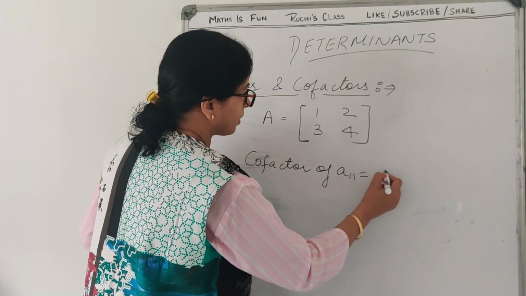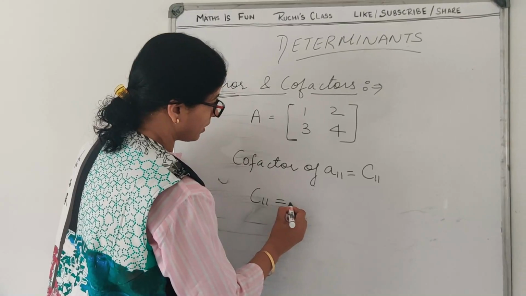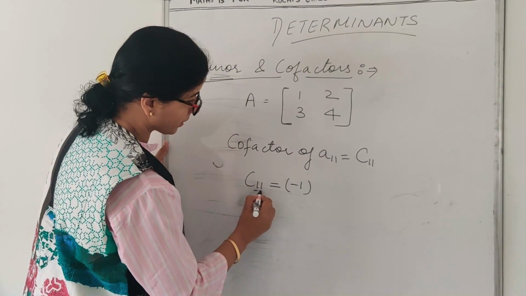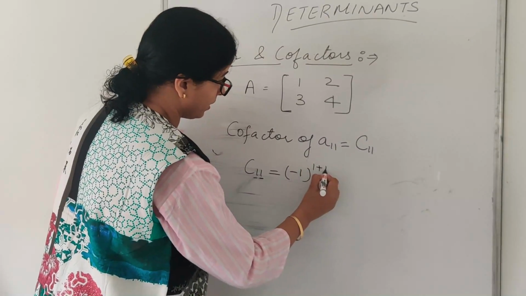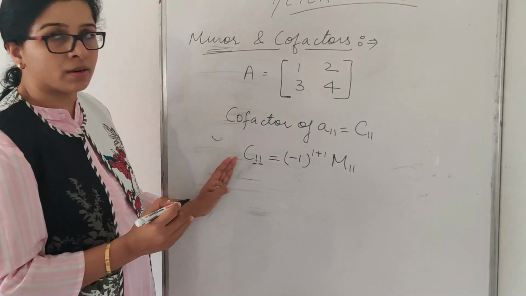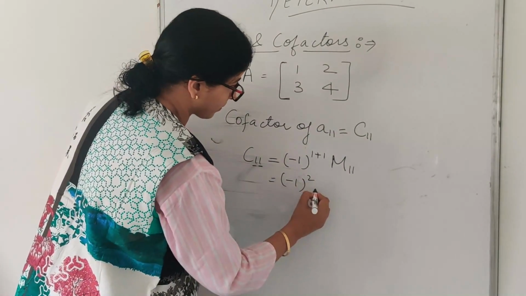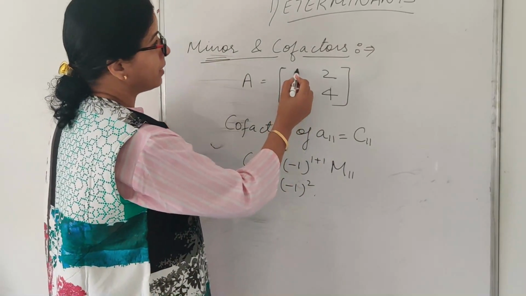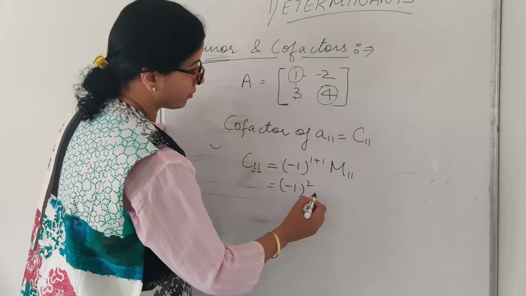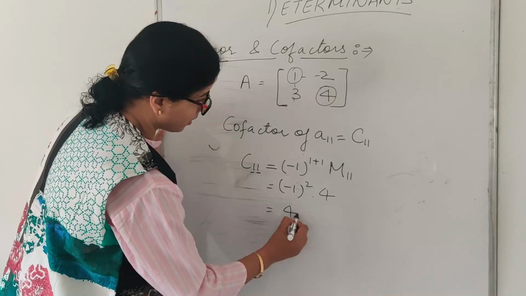So it will be equal to C11. Okay. C11 will be equal to minus 1 to the power. What is the value of i? 1. j? 1. So 1 plus 1, M11. Is this thing clear? Okay. Now minus 1 square. What is M11? Take this element, leave the corresponding row and column. What you are getting? 4. Minus 1 square is positive, so it will be 4.